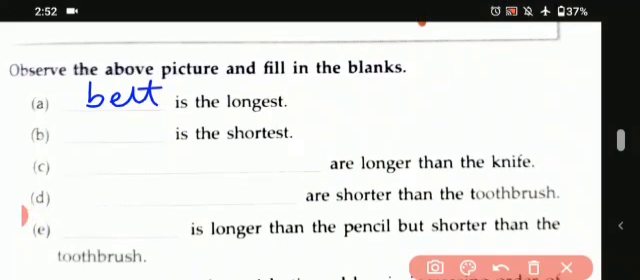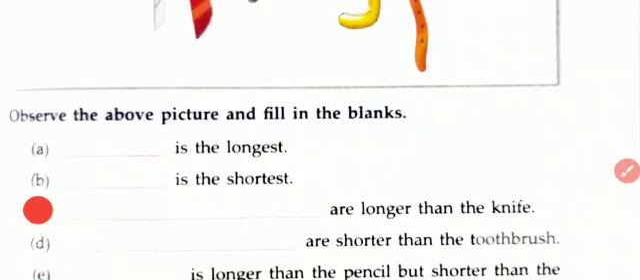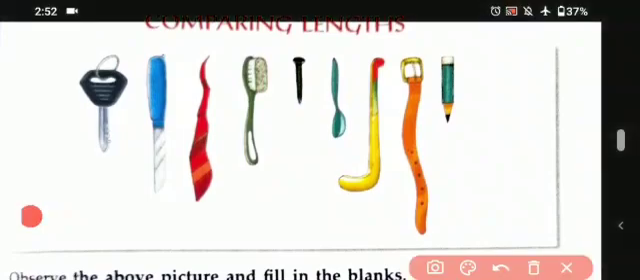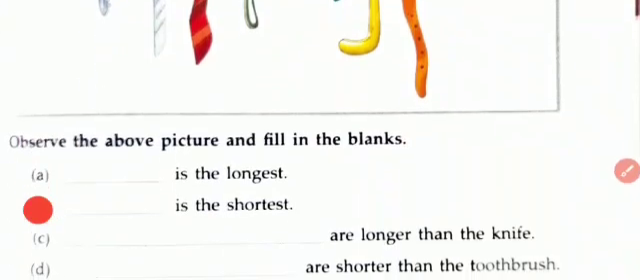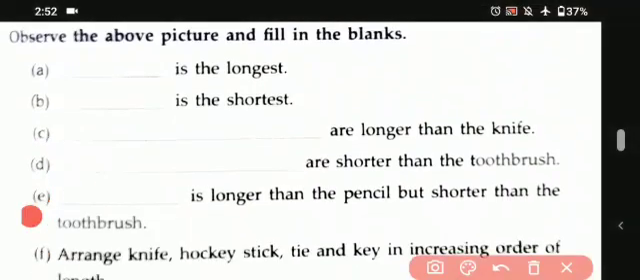Okay students, so this is how we have to write it down. Then B, dash is the shortest. So students, let's see. Yes, there is a nail over here, the shortest one. So we will be writing here nail.